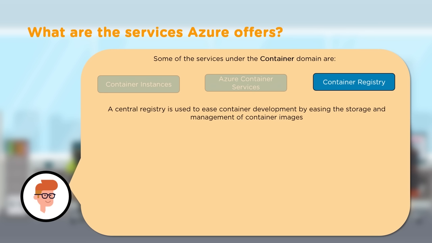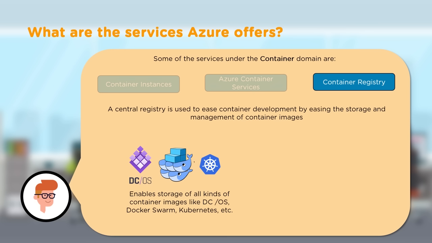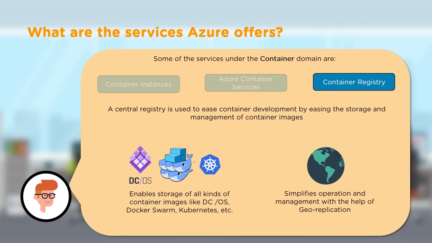We spoke about registry a little bit when we spoke about Docker images. Container registry is a single place where we can store our images, which are Docker images. When we use containers, it's Docker images that we use. So this central registry can be used to ease container development by easing the storage and management of container images. There we can store all kinds of images, like those used in Docker Swarm or in Kubernetes. Everything can be stored in container registry in Azure.